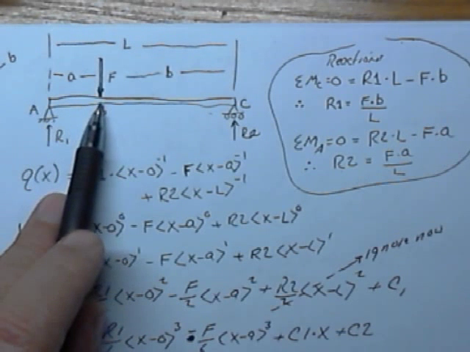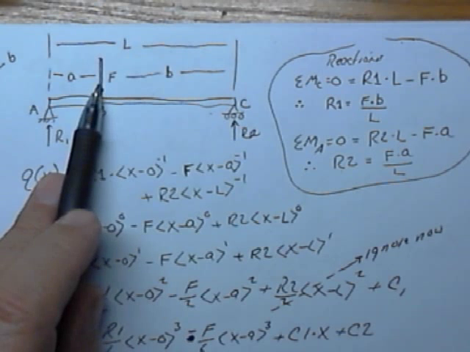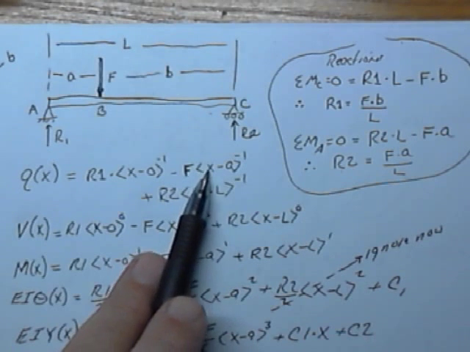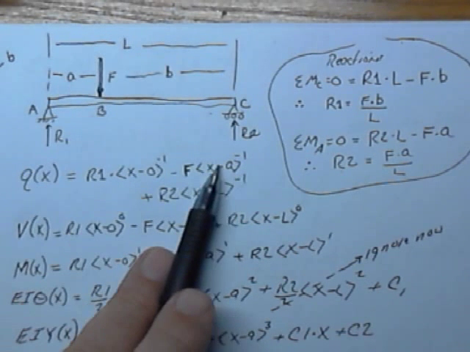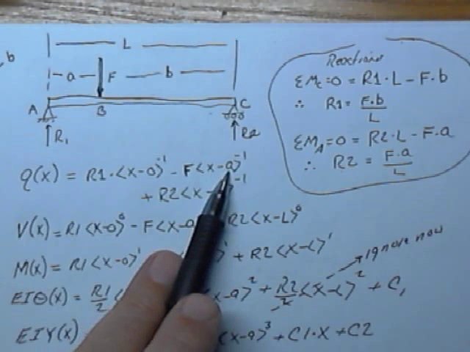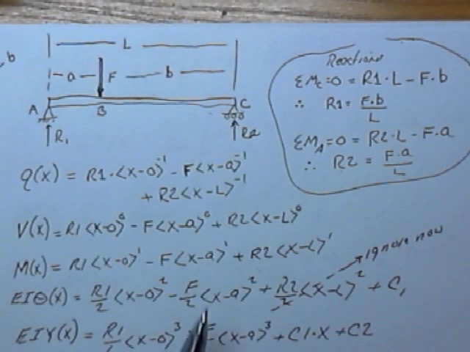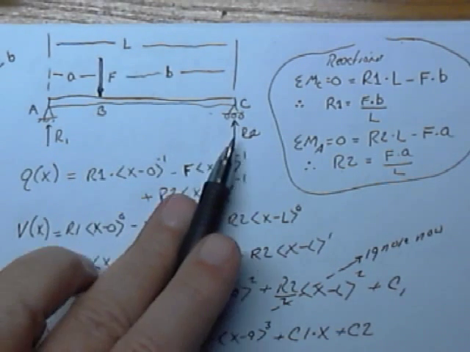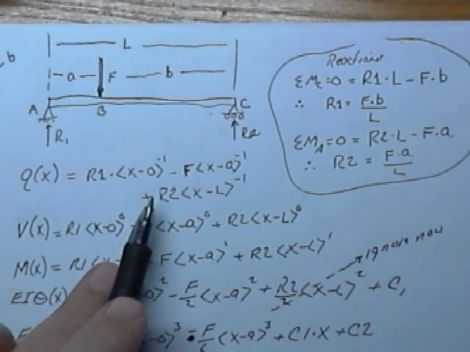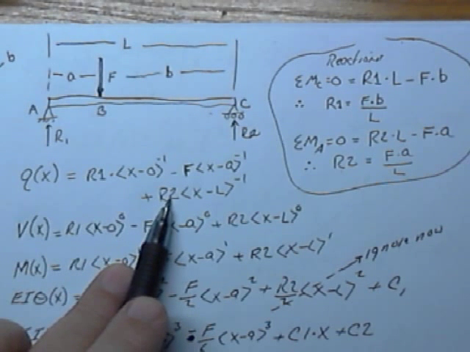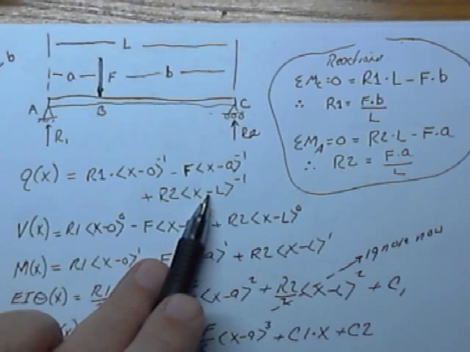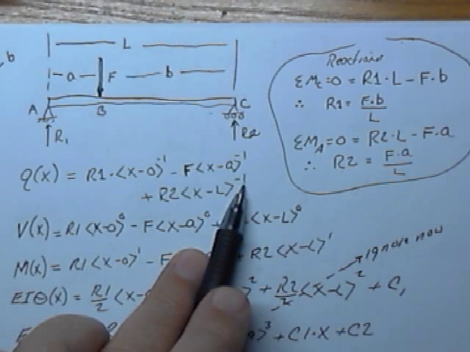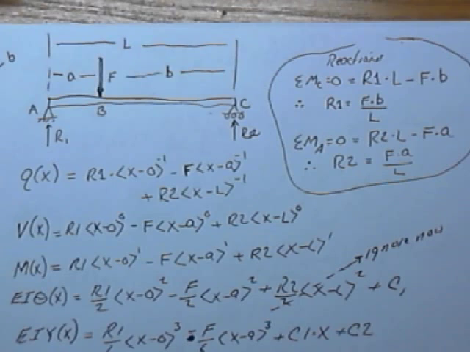Then I don't have another force until I get a distance a, and that's also a minus 1 singularity function. It's a point load as well, but it occurs at this location a. So it's singularity function notation x minus a to the minus 1. And it's a negative sign because it's pointing downward. And then finally reaction number 2, written in singularity form, is reaction 2 magnitude times x minus L, because that load occurs at x equal L, so x minus L. And it's a minus 1 power singularity function. That finishes our q function.